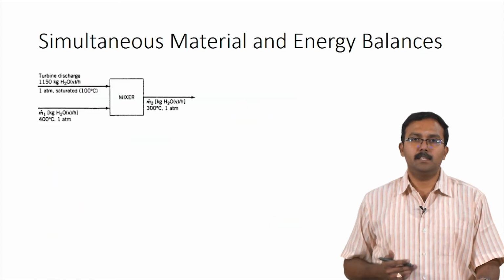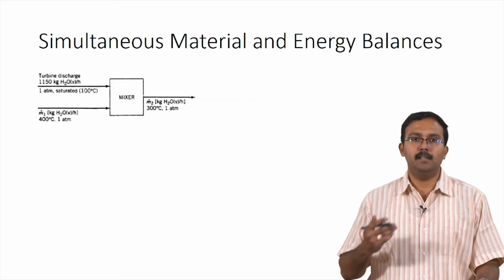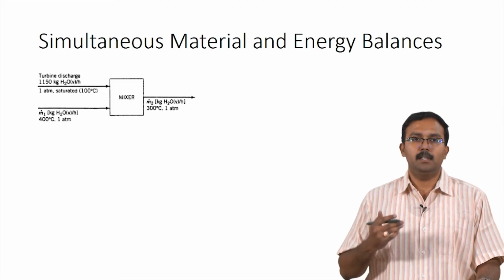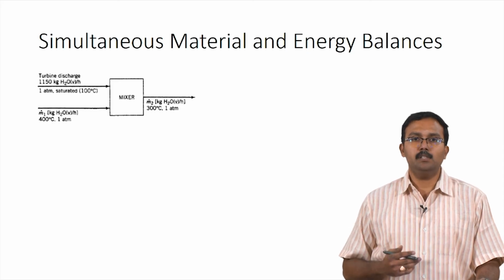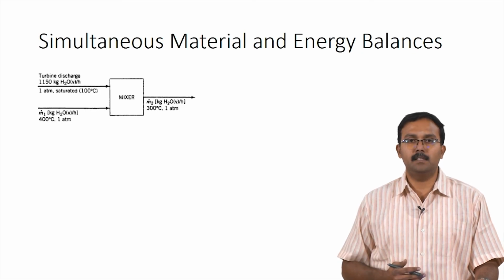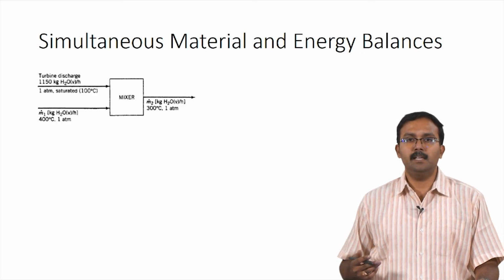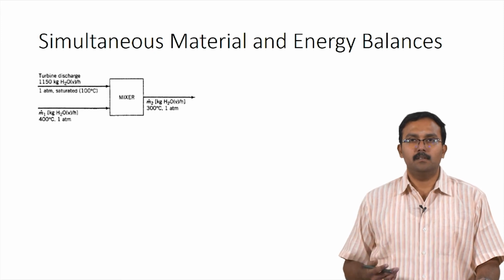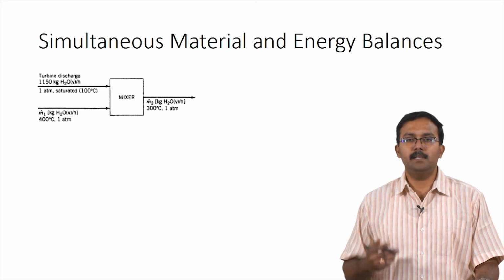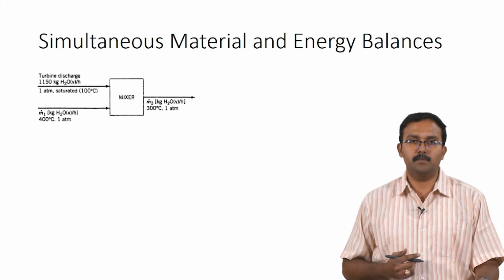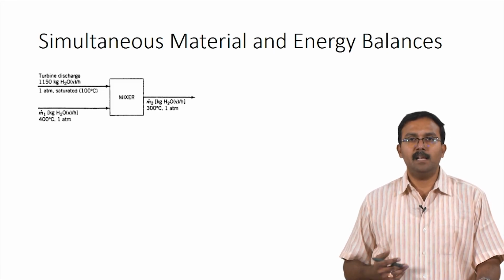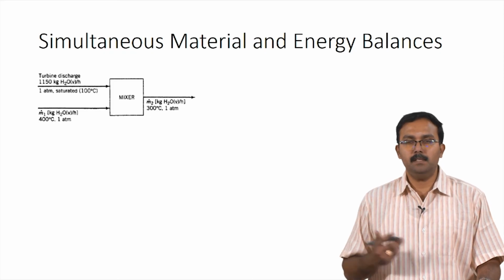Let us see how we go about solving such a problem. Here is the flow chart which describes the process. You have the turbine discharge coming in at 1150 kilograms per hour. The conditions for that are given. You also have a 400 degrees Celsius superheated steam being sent to the mixer, and the final outlet stream is the mixed steam containing both these streams, and this is a superheated steam at 300 degrees Celsius and 1 atmosphere. For performing calculations, the values for enthalpies can be obtained only from steam tables.